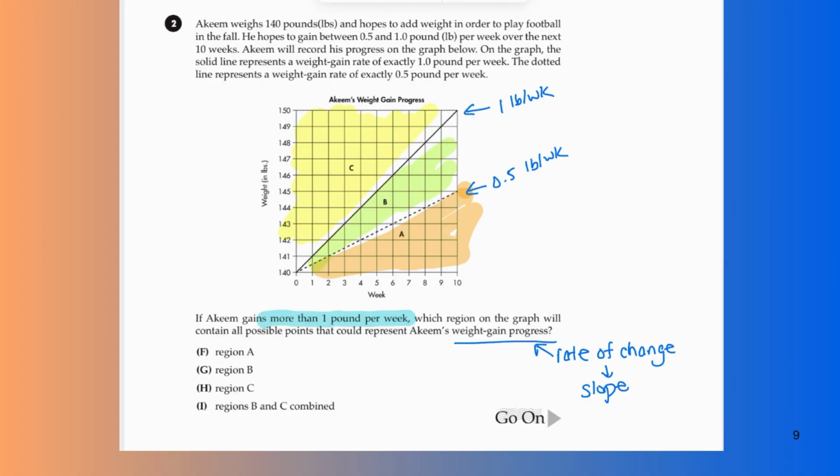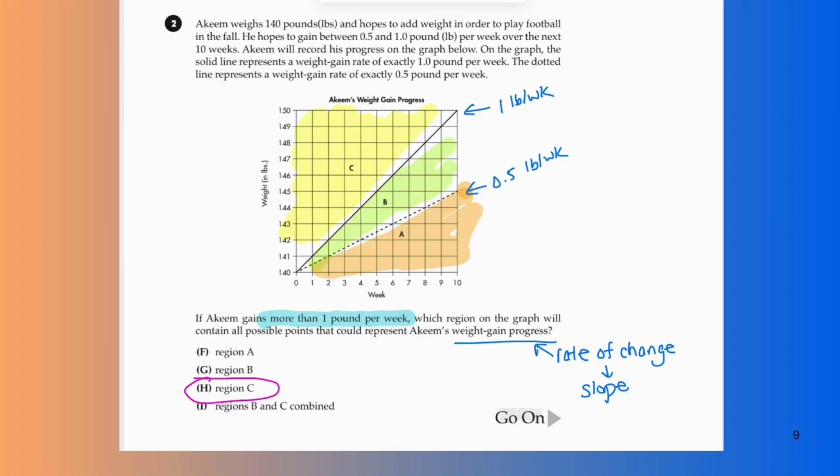So if we want to look for points that would be on a line that represents more than 1 pound per week, that means that we're looking for an even steeper line than the 1 pound per week line. So that means I'd be looking for lines that look like this red one or this red one. These are all lines that are steeper than the 1 pound per week. That means that all of those would be weight gains of more than 1 pound per week. So you can see that all the lines I drew were going to be in region C. So that is the answer.